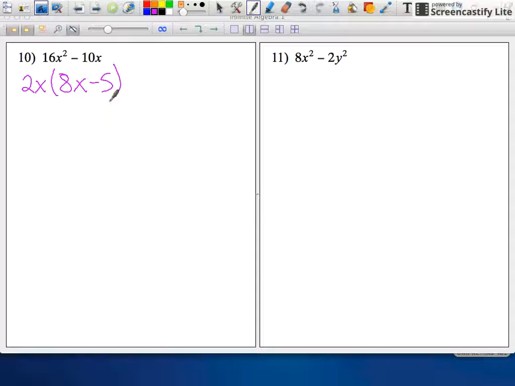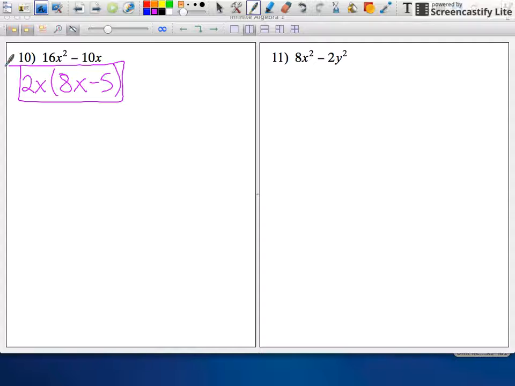When I'm here at 8x minus 5, I can tell I can't do anything else to that. It's not a trinomial, so I can't box method it. It's not two perfect squares, so I can't box method it. Okay, there's no other greatest common factor I can pull out. So really, that's as far as you can go with that problem.